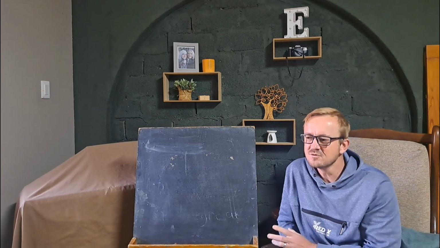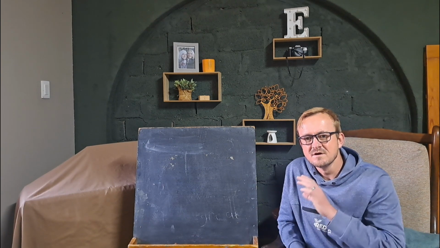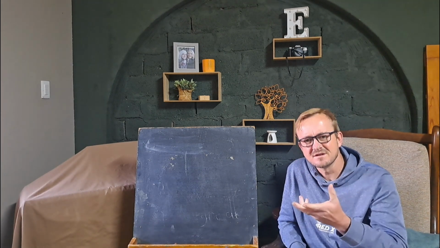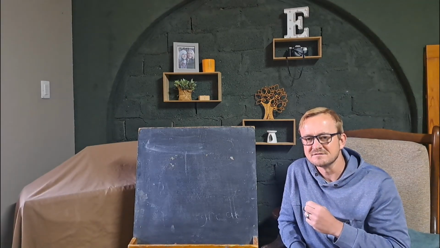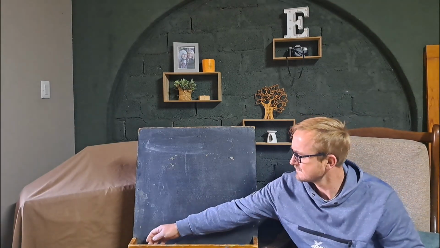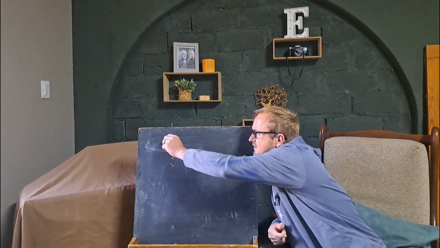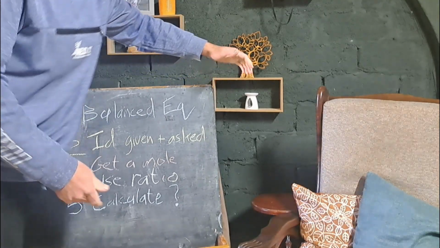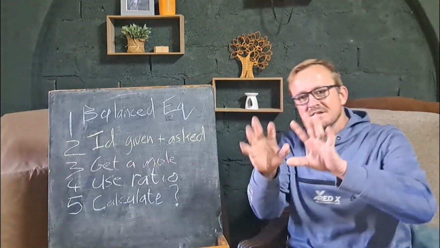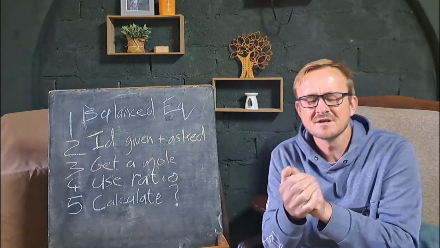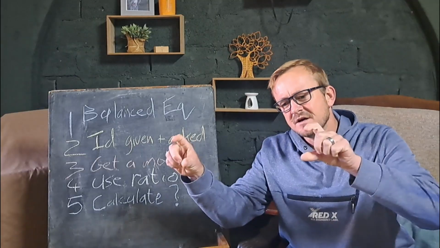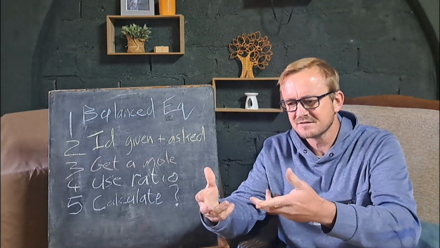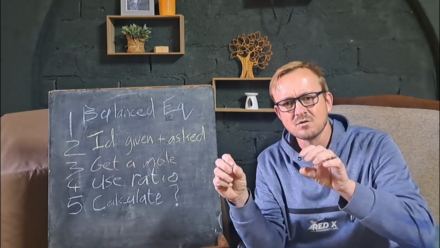So when I'm dealing with stoichiometry, there's always 5 steps that I keep in mind. So the steps start with step 1. That's my 5 basic steps. So step 1 is check if the equation that they're giving us, the chemical equation, is already balanced.